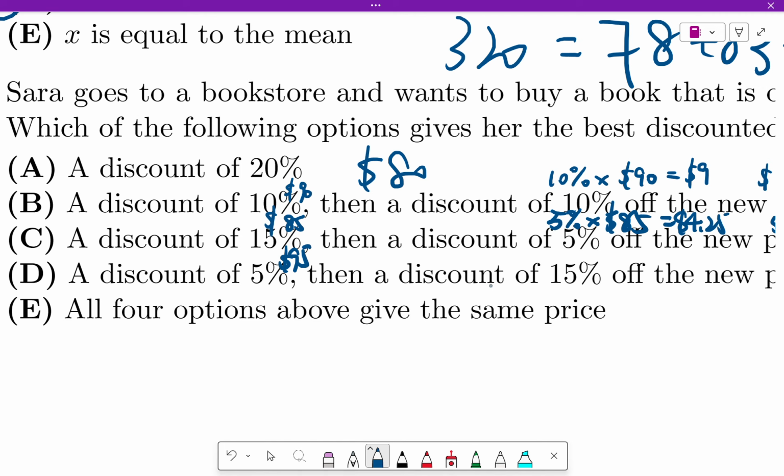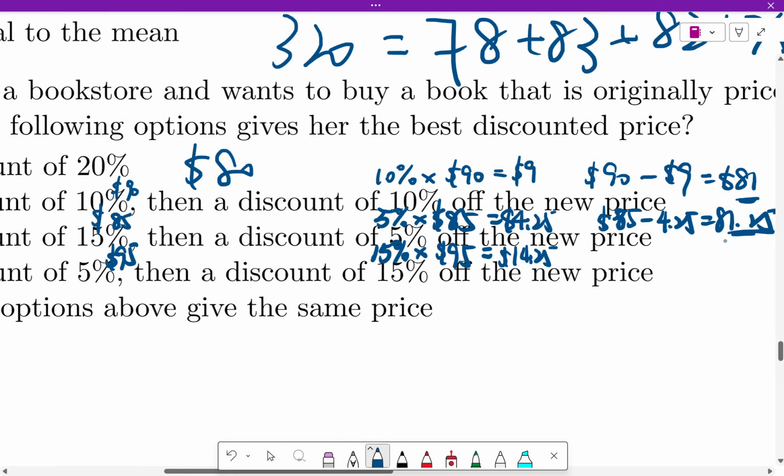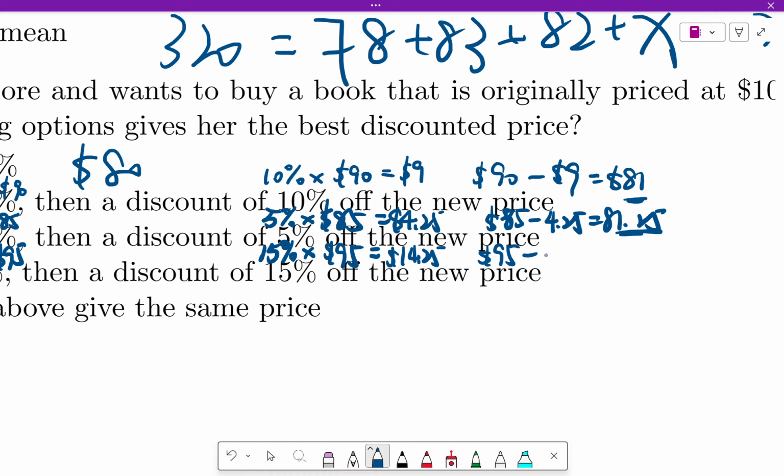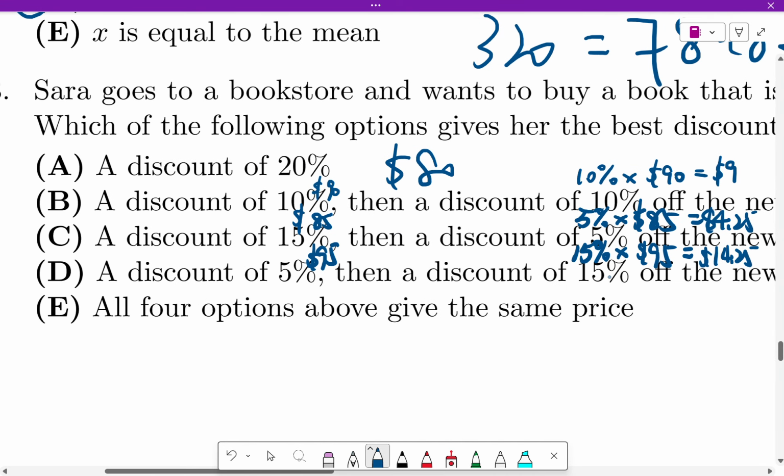Option D, a discount of 5%, so we would have $95 at this point. Then a discount of 15% off of the new price, which is 15% of $95, which is $14.25. So to find the discounted price, we use $95 minus $14.25, and we would have $80.75.